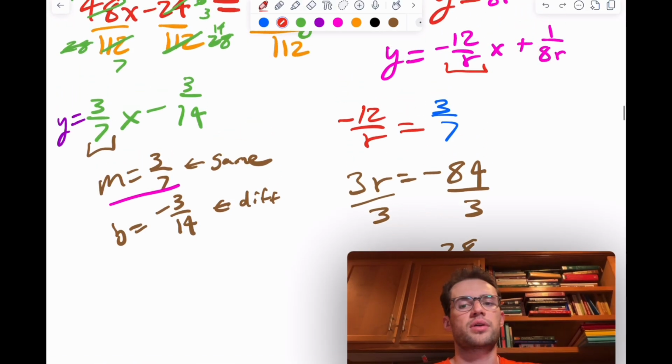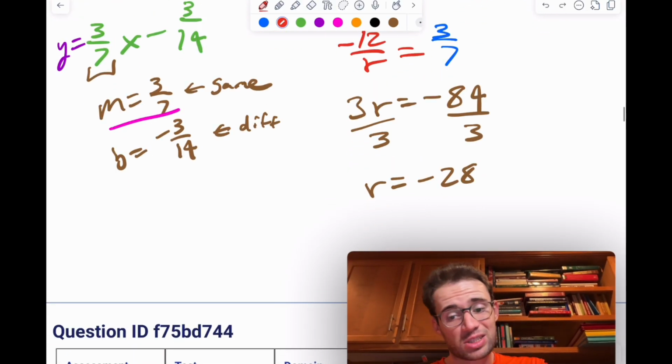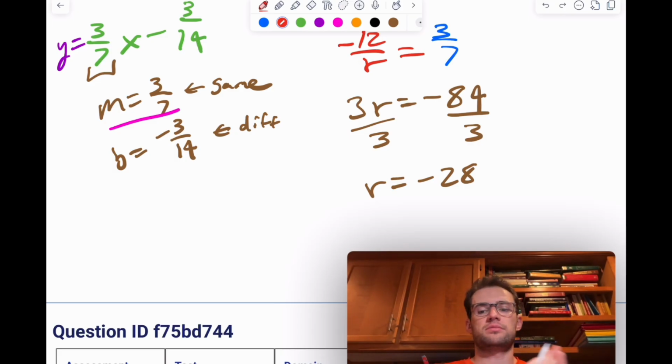That negative 12 over r, the slope of this one, is equal to the slope of the other one. This is going to be our answer. If you're in a rush, just do that. They're not going to give you one that doesn't have an answer.